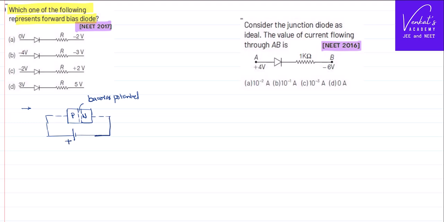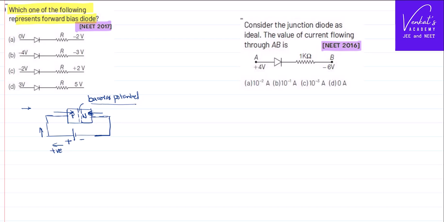What do we mean by forward bias? The positive plate of the battery is connected to the p-type, and the negative plate of the battery is connected to the n-type. So here positive charges move and push the p-type carriers forward, and from the other side negative charges move and push the negative charges forward. Thus the barrier potential reduces, or it is overcome. Hence there is a flow of current.